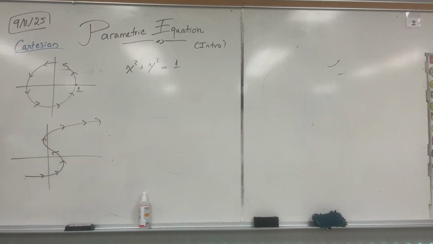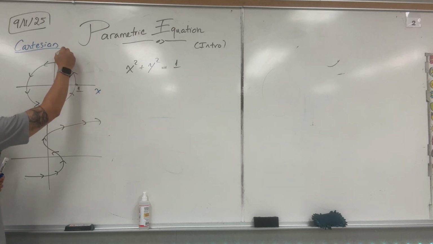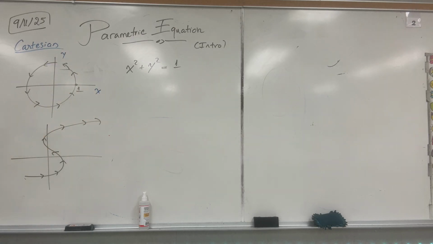Cartesian is x, y. You have x and y. So why is this one a function? But if you draw it like this, they're going to fail the vertical line test. So if you're using a vertical line, that's not going to work. It's not a function.